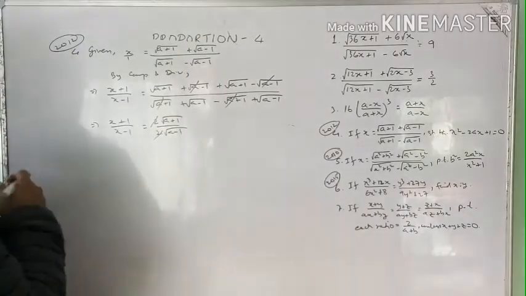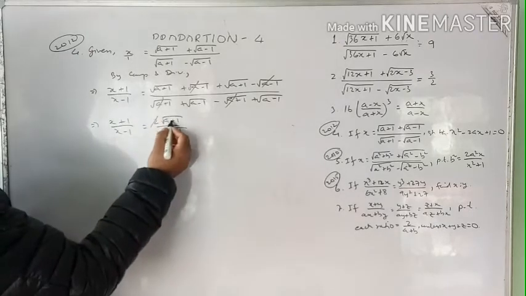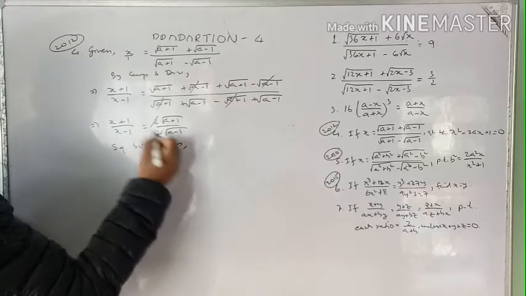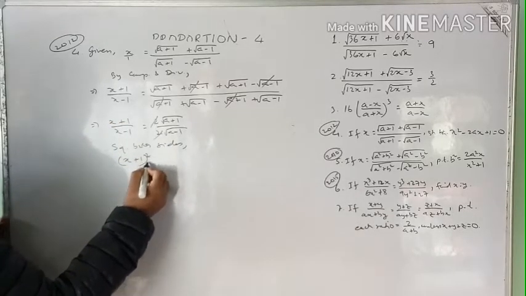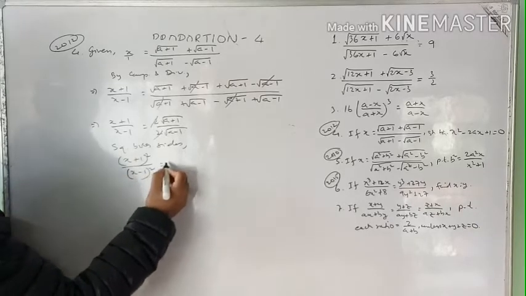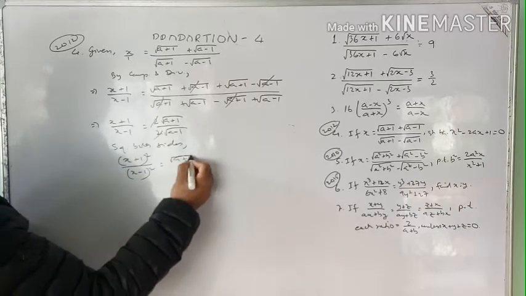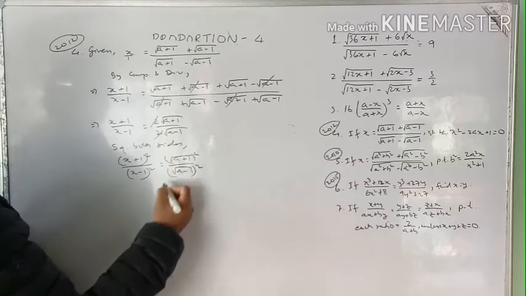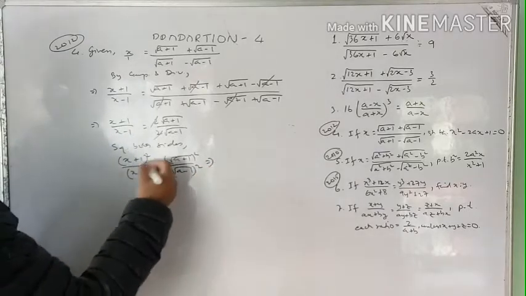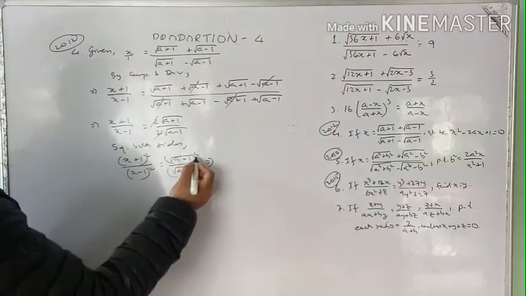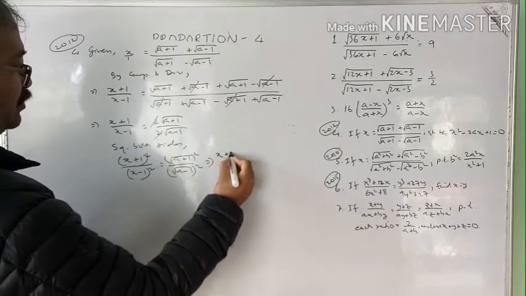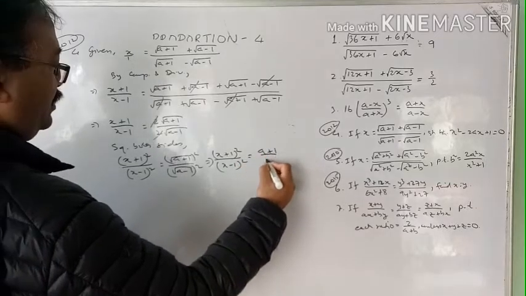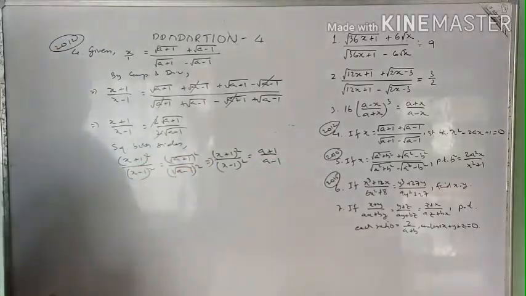So now to remove this root over sign, you square both sides. Squaring both sides, what you get, x plus 1 whole square by x minus 1 whole square equal to root over a plus 1 whole square and root over a minus 1 and its whole square. This implies the square will get cancelled, this square will cancel this root. So you get x plus 1 whole square by x minus 1 whole square is equal to a plus 1 by a minus 1.